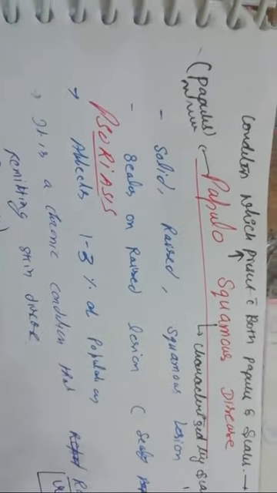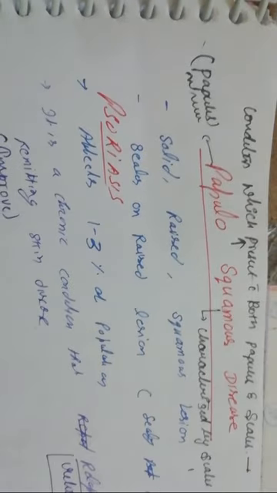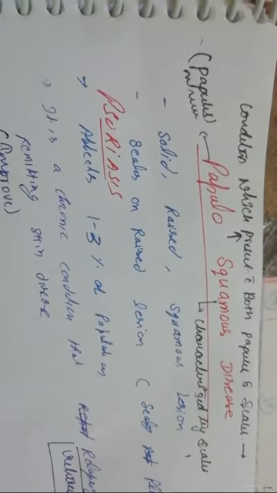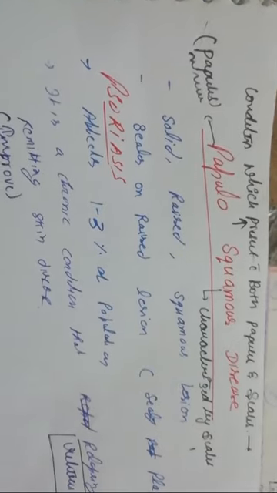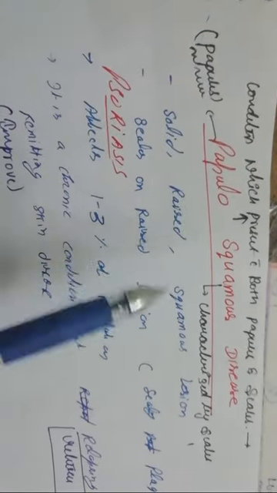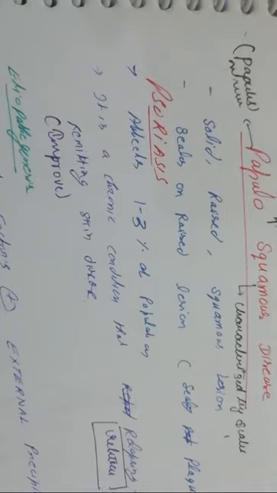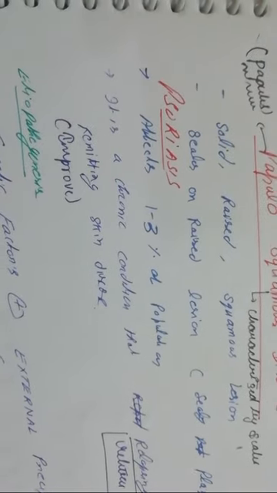So if you look at this hand, it contains scales. This is known as squamous, that means characterized by scales. And they also have papules. So that's all we have to understand regarding these points. And the next point written here says these are solid raised squamous lesions, scales on raised lesions. To understand this in detail, let us take one disease, and that will be psoriasis.